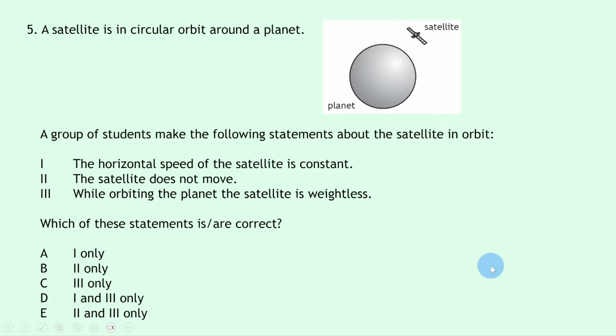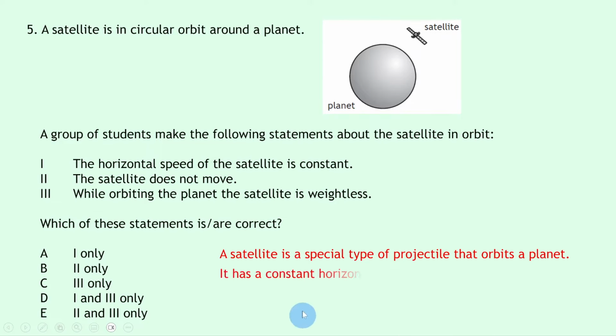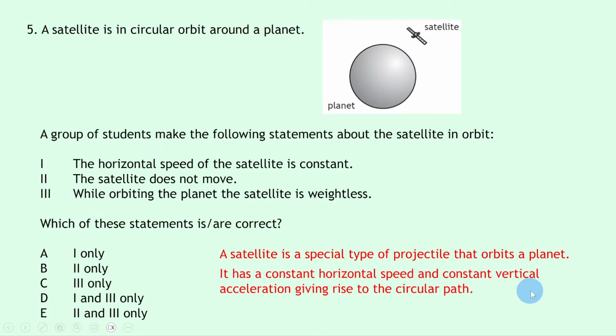Well, firstly, let's just remind ourselves about satellites. So remember, a satellite is a special type of projectile that orbits a planet. It has a constant horizontal speed and constant vertical acceleration, giving rise to the circular path. And we can say a satellite is in a constant state of free fall around the planet. So if we look at statement 1 first of all, the horizontal speed of the satellite is constant. Well, we've just said all satellites have a constant horizontal speed, so that must be true.